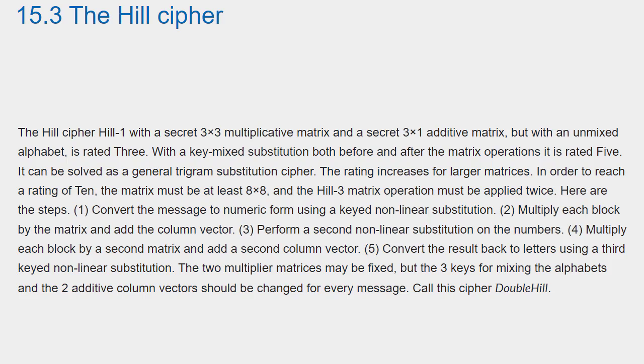Here are the steps. 1. Convert the message to numeric form using a keyed nonlinear substitution. 2. Multiply each block by the matrix and add the column vector. 3. Perform a second nonlinear substitution on the numbers. 4. Multiply each block by a second matrix and add a second column vector. 5. Convert the result back to letters using a third keyed nonlinear substitution. The two multiplier matrices may be fixed, but the three keys for mixing the alphabets and the two additive column vectors should be changed for every message. Call this cipher double Hill.